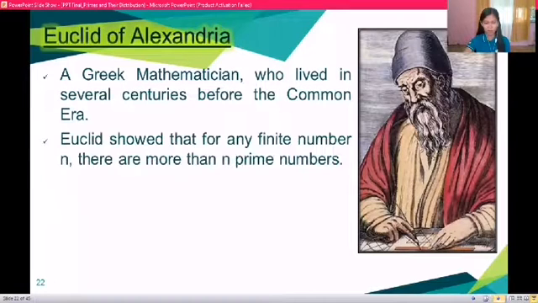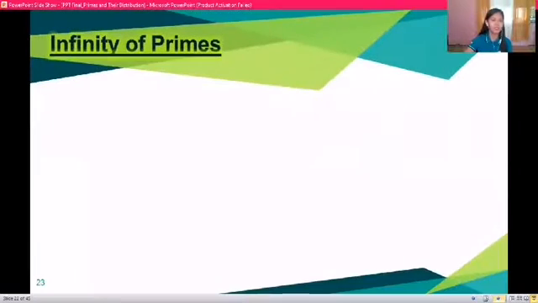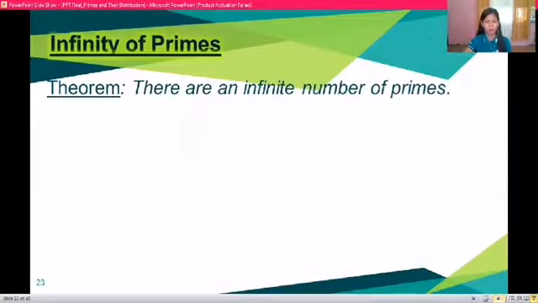In particular, Euclid showed that for any finite number n, there are more than n prime numbers. This is equivalent to saying, given any finite list of prime numbers, one can always find a prime not on the list. Hence, the number of primes is infinite. Theorem. Let us discuss some theorem. There are an infinite number of primes.